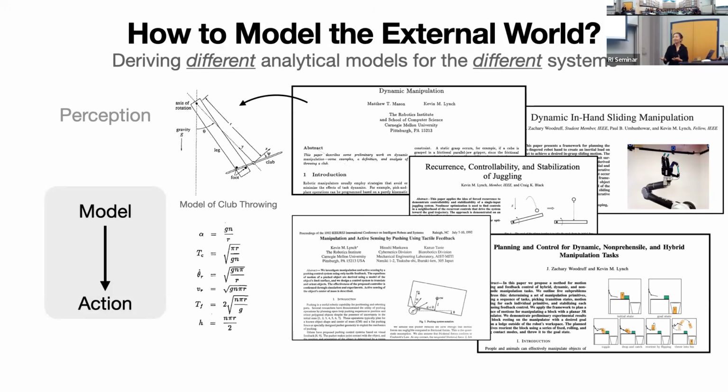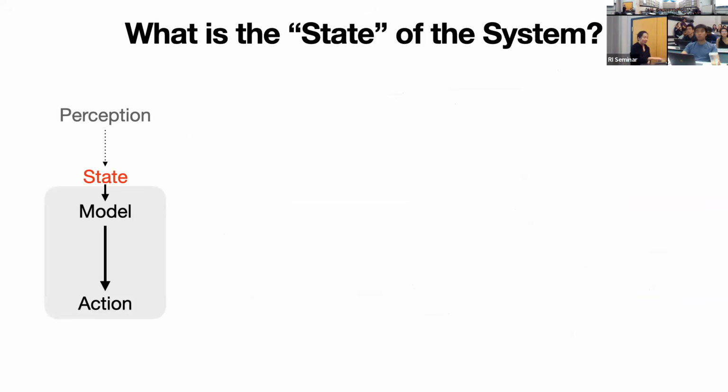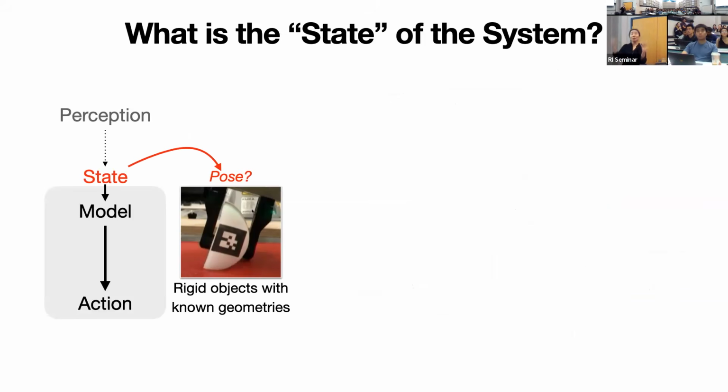That's either considered simply out of the scope of the study, or they assume a near perfect state estimator for those analytical models. But what is the state of the system? So I think if you look at most of the papers or works, they oftentimes try to use object pose as a description of the state of the object, therefore the state of the environment.